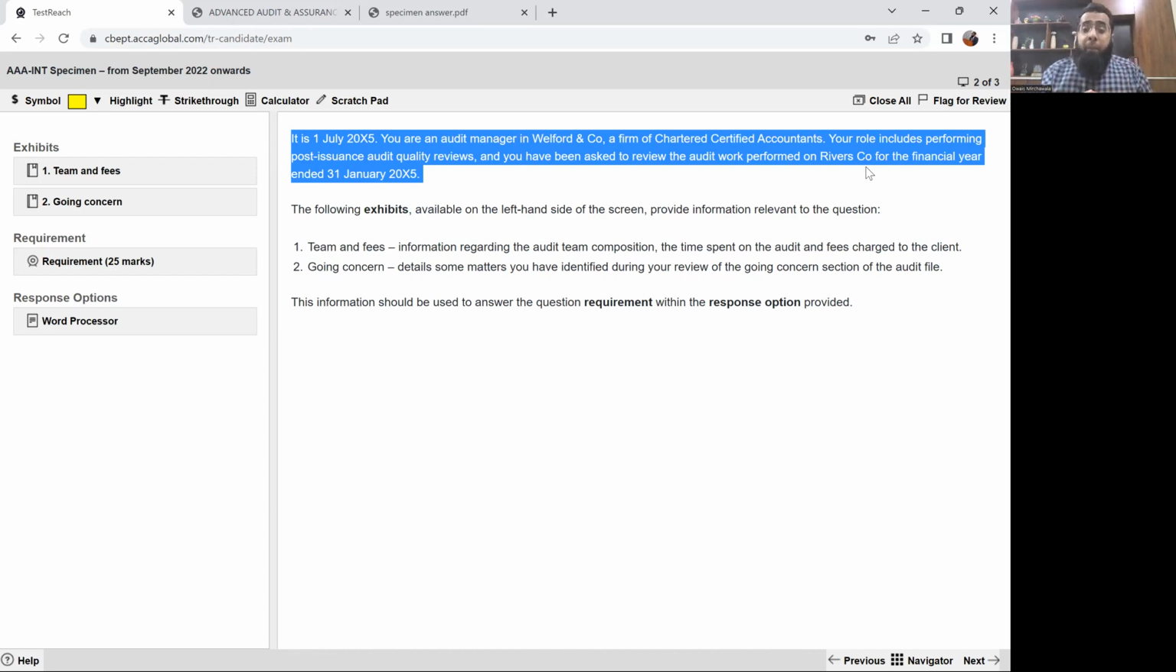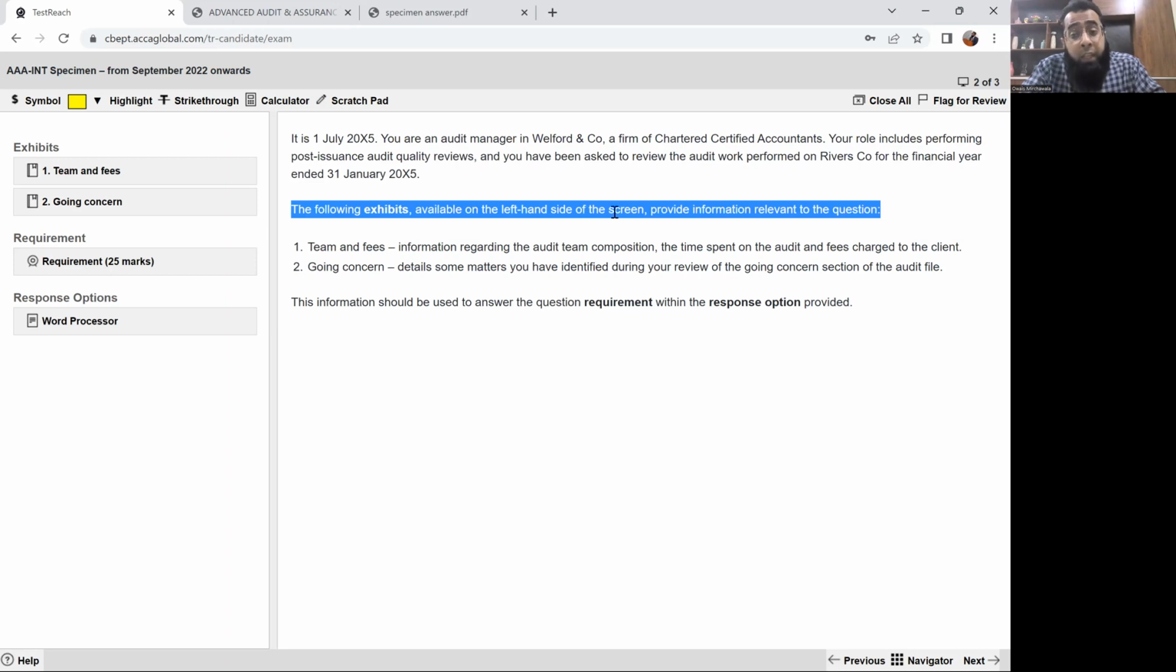If you remember, in this question, we had to discuss quality control, ethical and professional issues, and also the actions to be taken, because we were doing the post-issuance audit quality review. Post-issuance means that the audit report has already been issued and we are doing the later review. The following exhibits available on the left-hand side of the screen provide information relevant to the question.